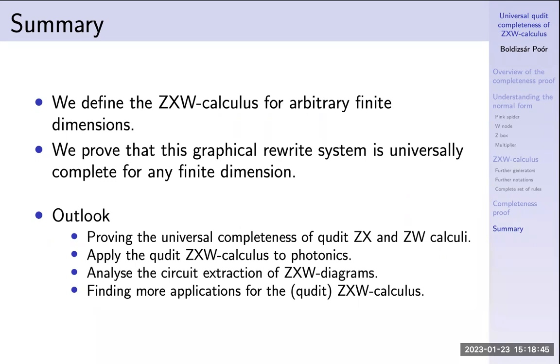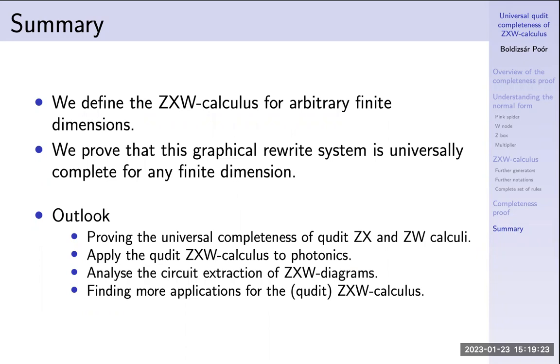Not entirely. So to prove the completeness of universal Qudits ZX, what we have to do is express the W node and the Z box in Qudits ZX. So it's actually not that hard, but still it's much more complicated than we initially thought. So what we have to do is, we have these generators of ZXW: we have the Z box, we have the W node, and we have the Hadamard. The Hadamard is already part of Qudits ZX, so we don't have to deal with that.